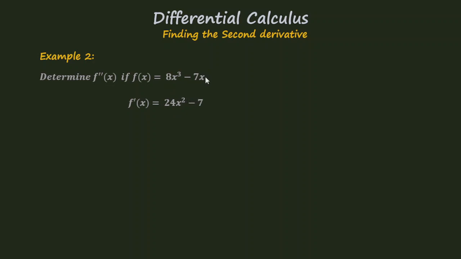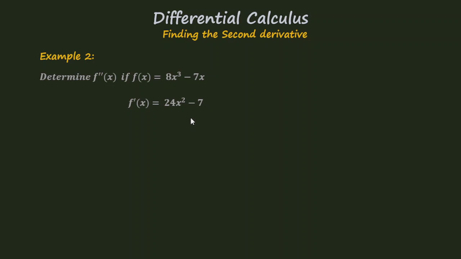x has an exponent of 1. If I say 1 multiplied by negative 7, it will still be negative 7. If I subtract 1 from 1, it will be 0. Any number to the exponent 0 is 1. So that's why we are simply left with negative 7 here.